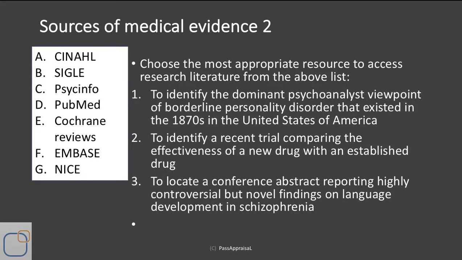So this is the second part of the same EMI. Here we have to answer 3 questions again. Number 1, to identify the dominant psychoanalyst viewpoint of borderline personality disorder that existed in the 1870s in the United States of America. So you want to look for papers reporting on borderline personality around the 1870s. So this is more than a century and a half back. So you want to go back 150 years to find what literature was reported.